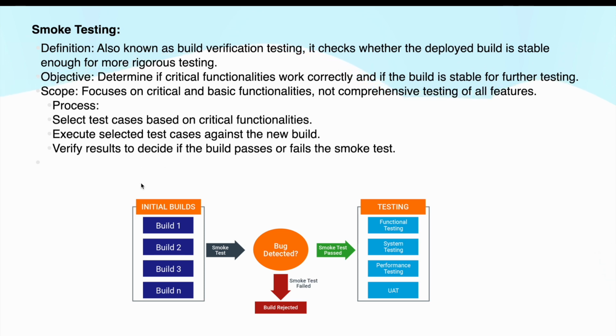So here in the diagram we can see there are the initial builds 1, 2, 3, and it can be any number n. When the initial build is deployed to the test environment, first of all we will be performing smoke testing. In smoke testing, if we find any bug, then this build is rejected or the smoke test fails, so this can't go for further testing. If the smoke test passes, then we can go for further testing like functional testing, system testing and performance testing. Likewise we can perform.